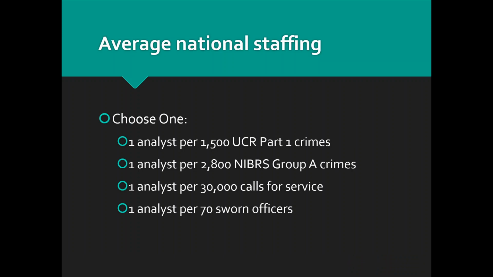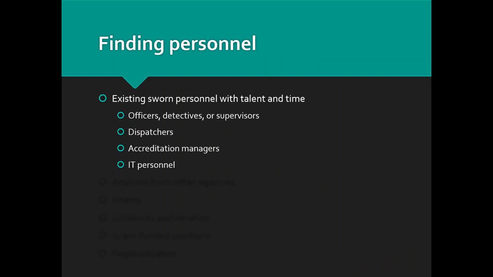Now, if you do the math and your agency exceeds these numbers, then you probably should try to develop a full-time position. But if you find that you only need half an analyst or a third of an analyst or a quarter of an analyst, that's fine. There are ways to develop that resource within your department without hiring a full-time crime analysis position. Some of those ways include assigning existing personnel like officers, dispatchers, IT personnel, or accreditation managers to an analytical role and have them do crime analysis for 10 hours a week or 20 hours a week and then another role for the rest of that time.